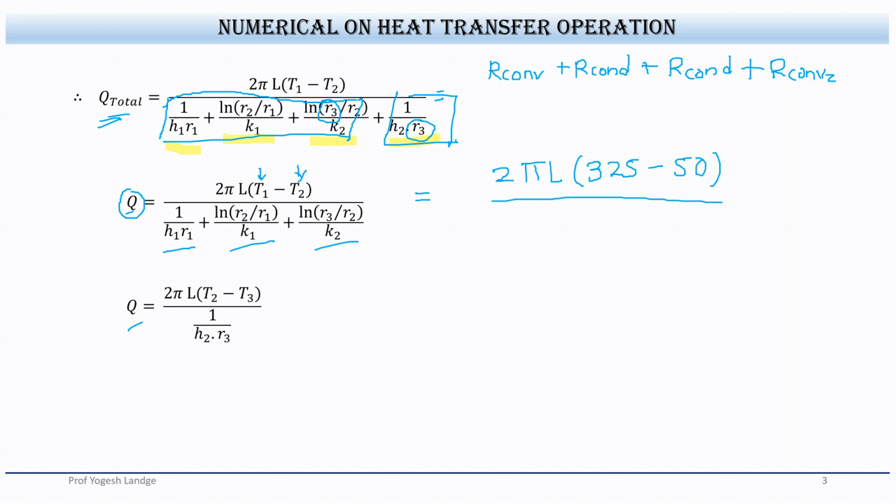Divided by 1 upon the H1 value. What is the value of H1? H1 is 25. I put 25 multiplied by the R1 value. R1 is given, it is 7 millimeter.